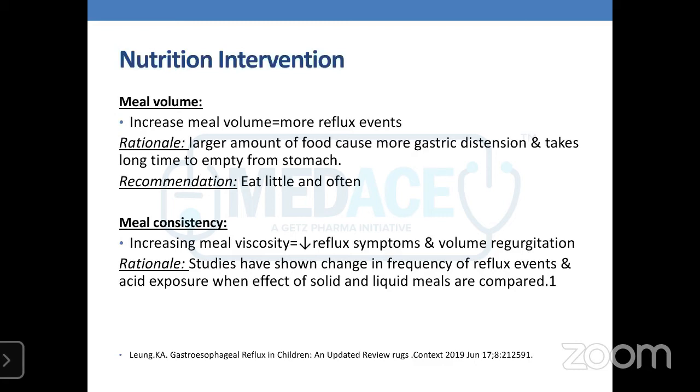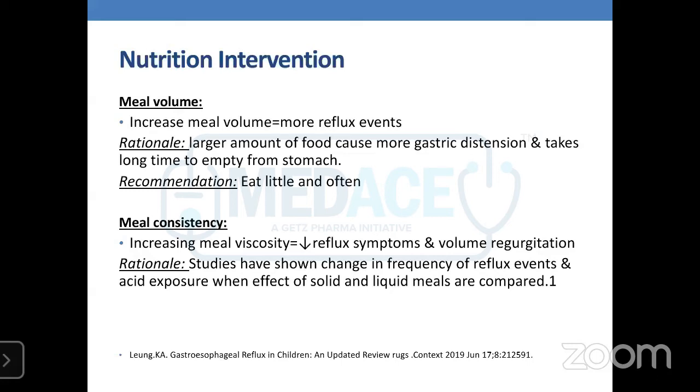Number one intervention is related to meal volume. It has been documented in several studies that increased meal volume means more reflux events. The reason behind this finding is that a larger amount of food causes more gastric distension and takes a long time to empty from the stomach. Based on this rationale, we recommend eating little and often. So what do we prescribe? We prescribe small frequent meals. Usually we have a 5 or 6 meal plan in which we have 3 main meals: breakfast, lunch, and dinner, and in between we plan snacks for the individual.